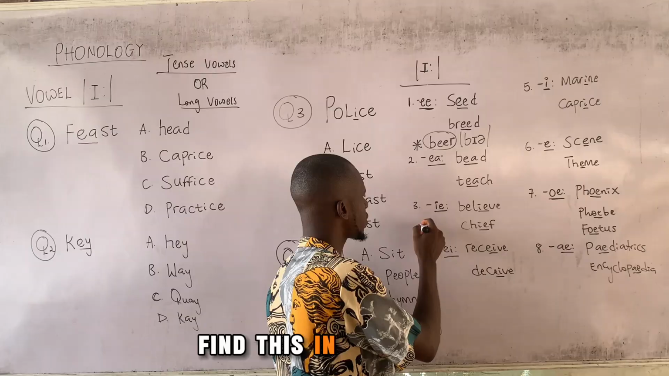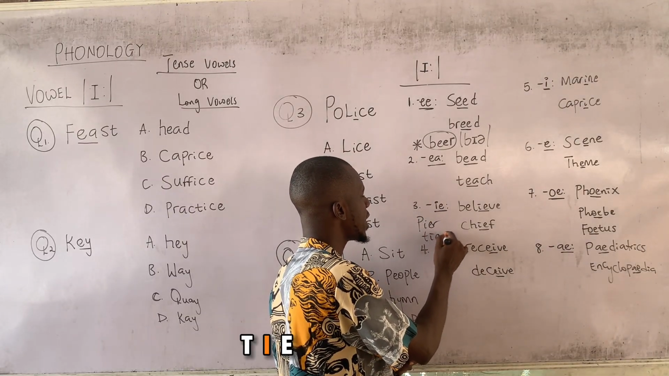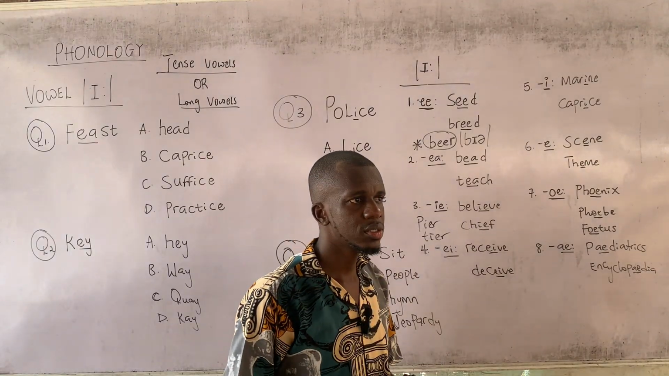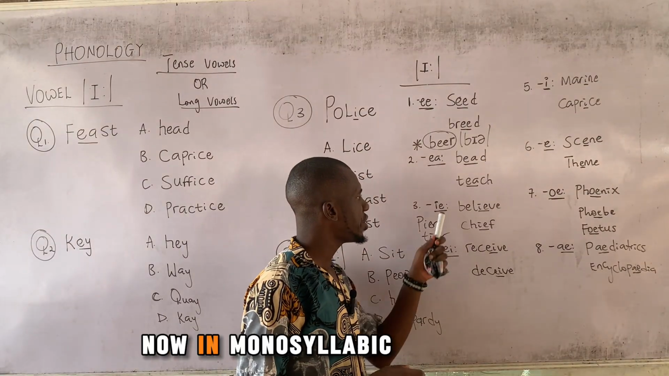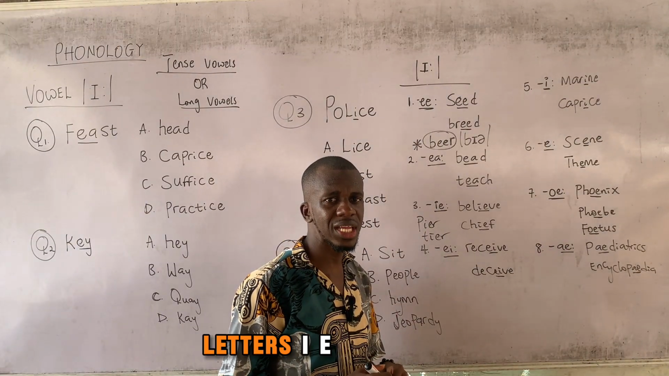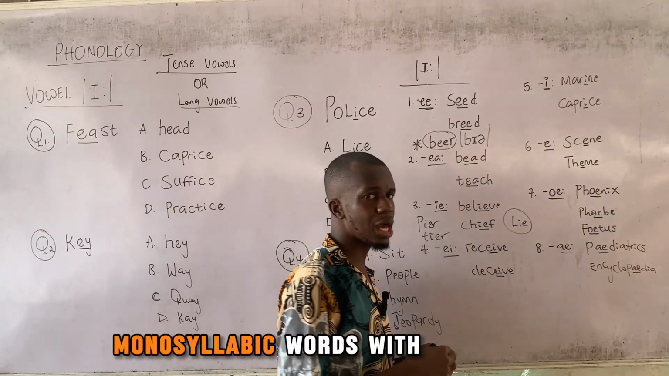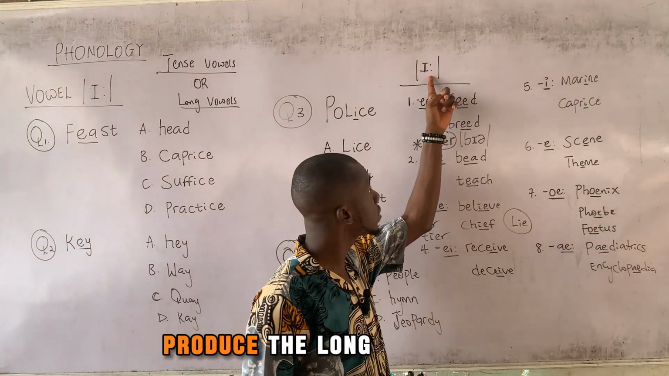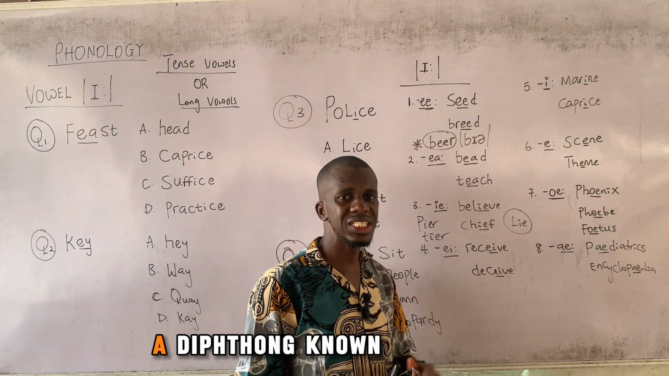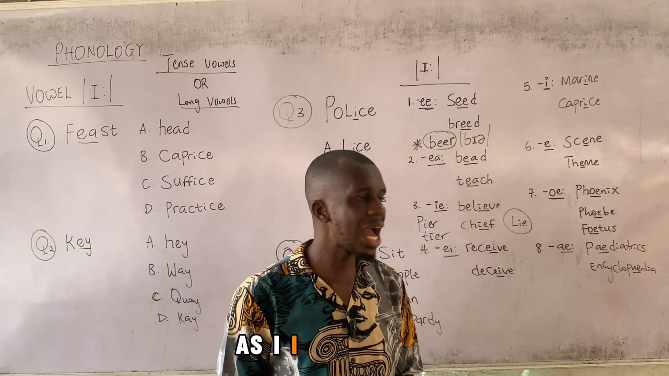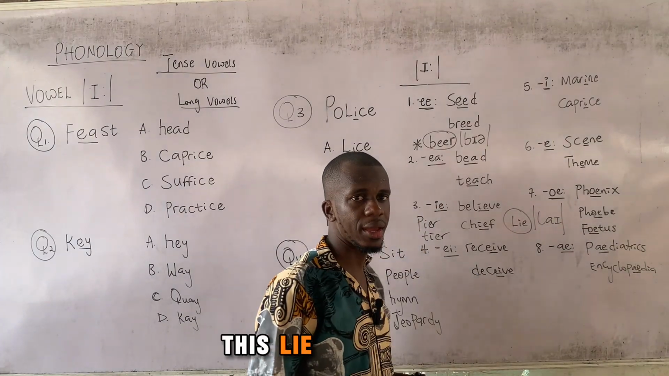Okay, so we find this in words like pie, arrow, tie, arrow, tear, peer. Are we there? Excellent. Now, in monosyllabic words that have the letters IE, just like in the word lie, monosyllabic words with IE do not produce the long E sound. Just as you see here, lie. This gives us a diphthong known as I. So the transcription is written like this, lie.